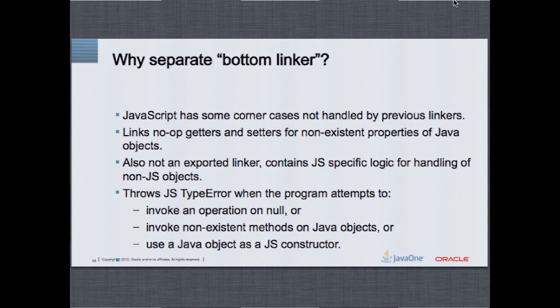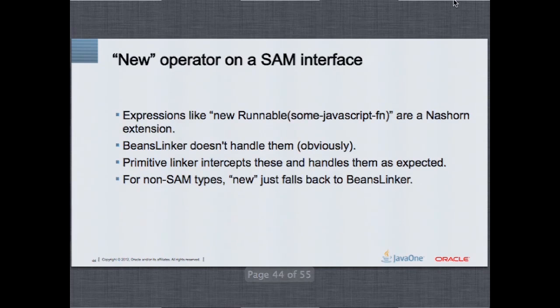Why do we have a separate bottom linker? Well, as I said, again, we have these corner cases. We have no-op getters and setters for non-existent properties, and we need to throw a bunch of type errors when you try to use a Java object as a JavaScript constructor. You cannot do that. We try to invoke a non-existent method on a Java object. You try to invoke an operation on null, things like that.